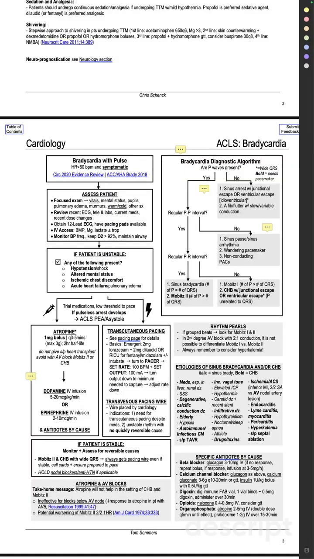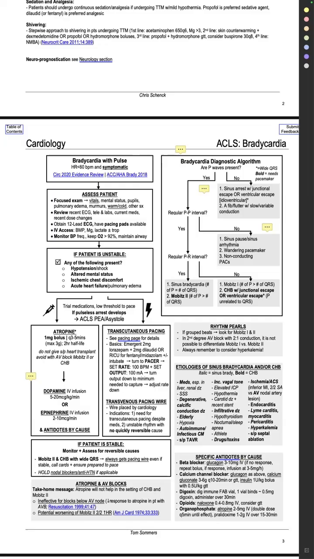If the patient is unstable, you first try atropine, so 1 milligram bolus every 3 to 5 minutes with a max dose of 3 milligrams. You don't give this if you know they have Mobitz type 2, heart transplant, or complete heart block. If that fails, you can try dopamine IV infusion, 5 to 20 micrograms per kilogram per minute, or epinephrine IV infusion, 2 to 10 micrograms per minute.